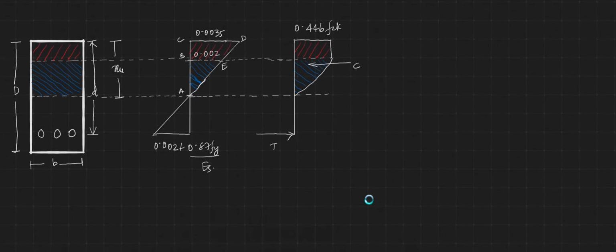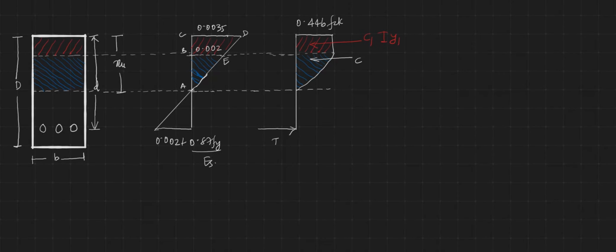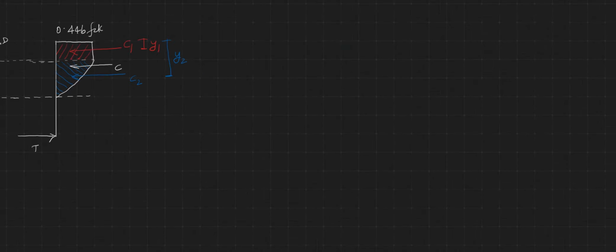Now the force acting on the rectangular part, I will denote it as C1 at a distance of y1, and the force acting at the parabolic part, I will denote it as C2 acting at a distance of y2 from the top. So I could write the compressive forces acting on the beam of width B.